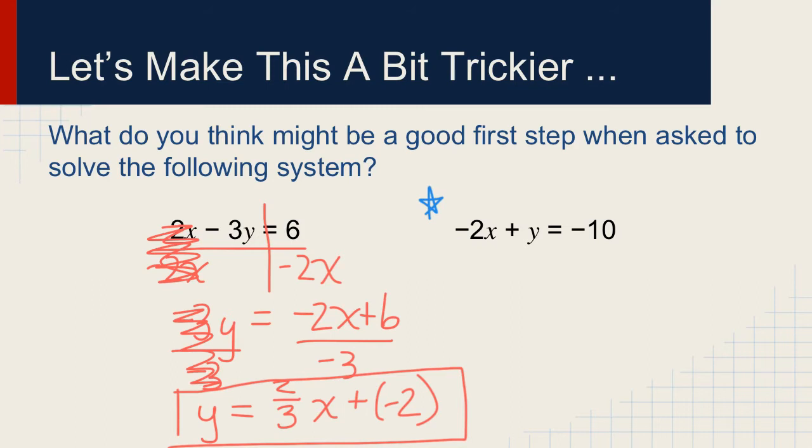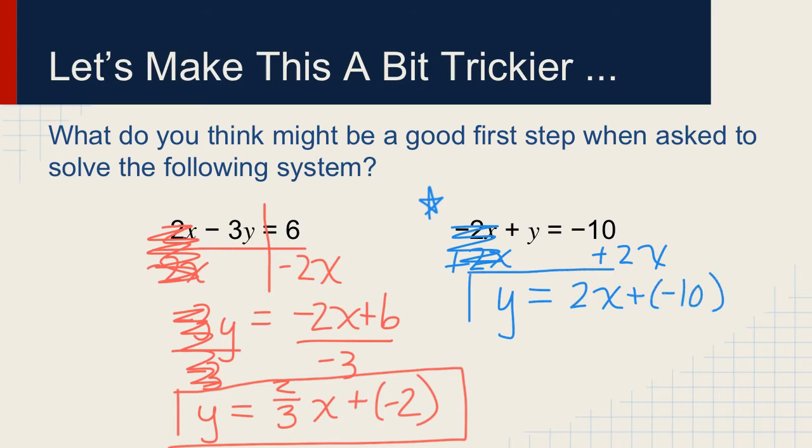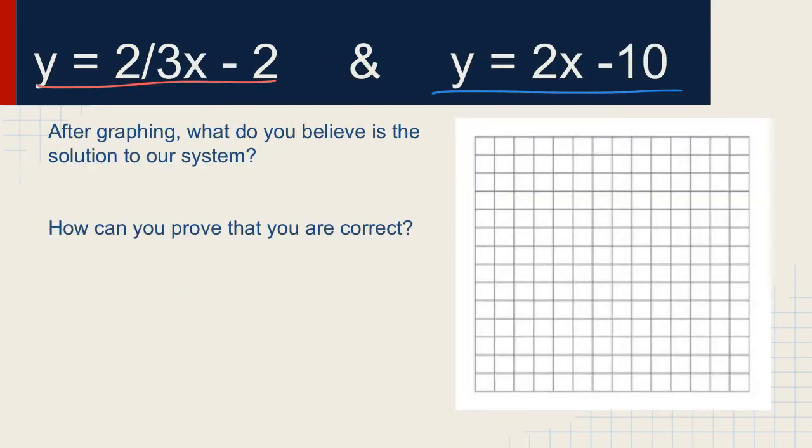All right, so I am going to add 2x's to both sides. And that leaves y by itself on one side with 2x's and a negative 10 on the other. Now that's in a form I can graph easily. So what I would like you to do is graph my red equation, graph the blue equation. See if you can figure out where they intersect.